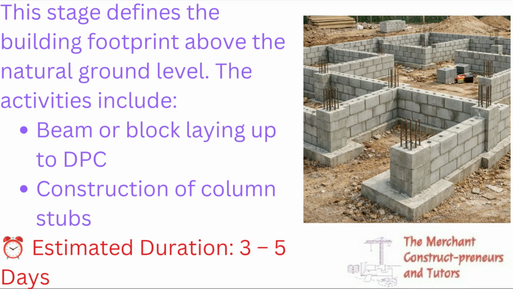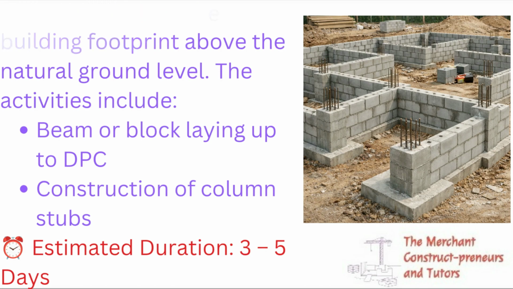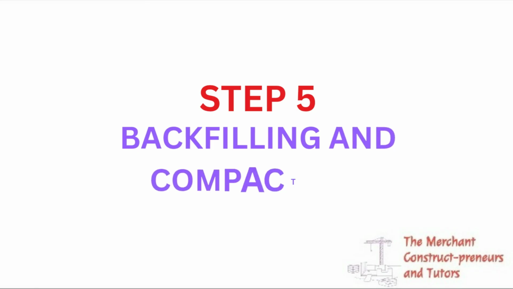So this stage defines the blueprint, the building footprint above the natural ground level. These activities include beam or block laying up to DPC level, like damp proof course level. Then the construction of column stops, right? The estimated duration is 3 to 5 days. So these activities, the block laying and the column stops, take it up from that foundation level up to the DPC or close to the ground floor level, right? So the next step is backfilling and compaction.